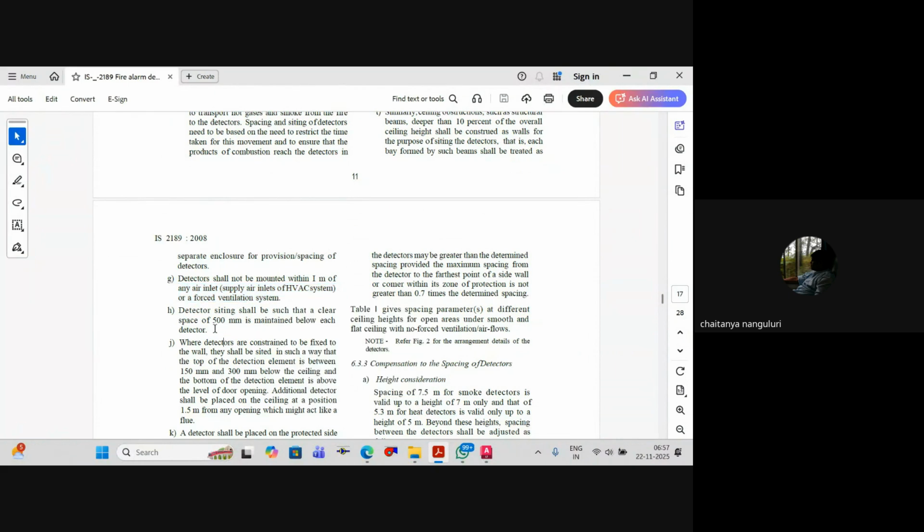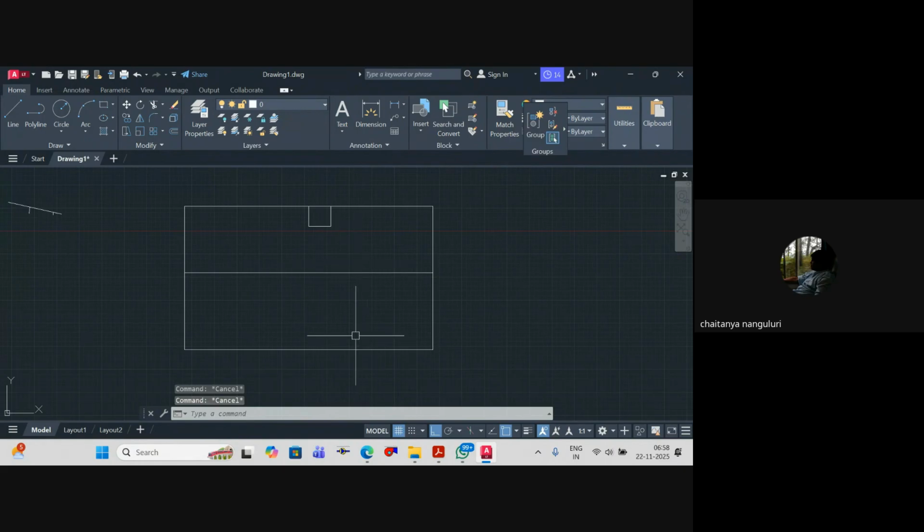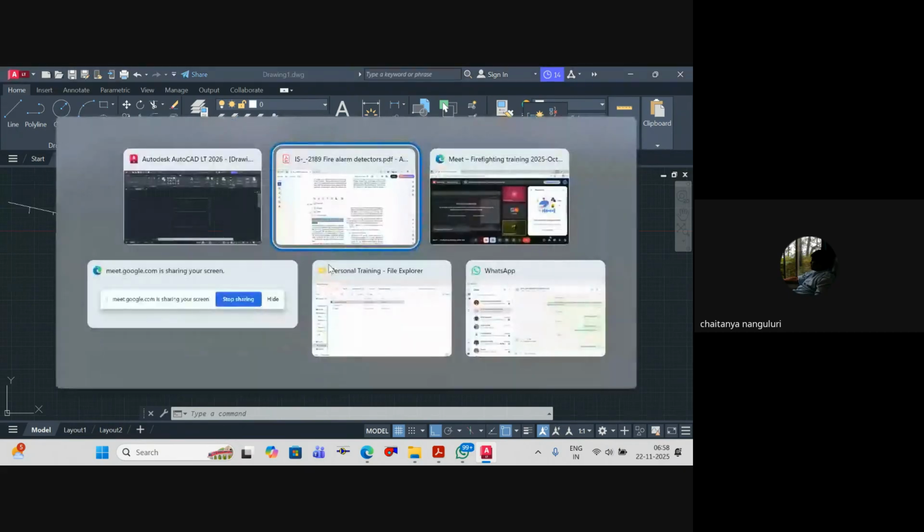Then coming to the next one: detector setting shall be such that a clear space of 500 mm is maintained below each detector. That means if you have a detector and a storage rack or anything, at least the height should be 500 mm. Am I clear? Yes, sir. Lesser than 500, you should not have it.